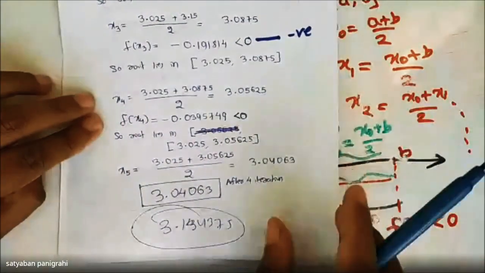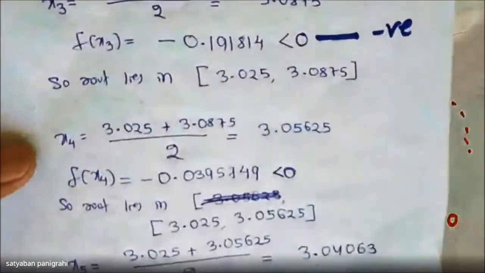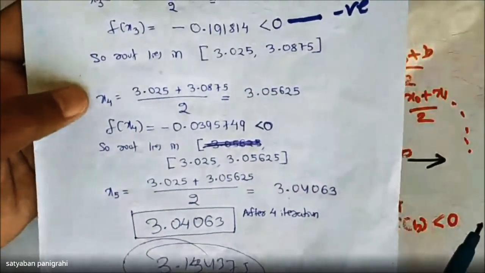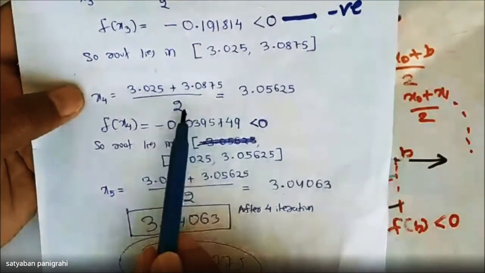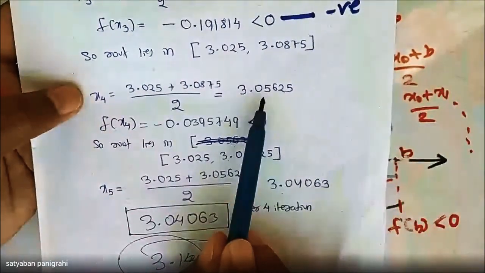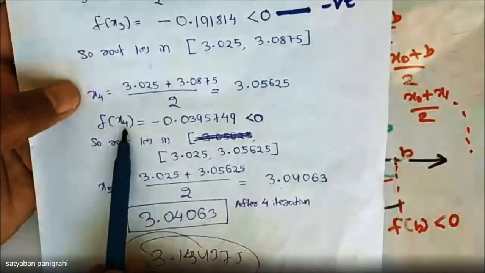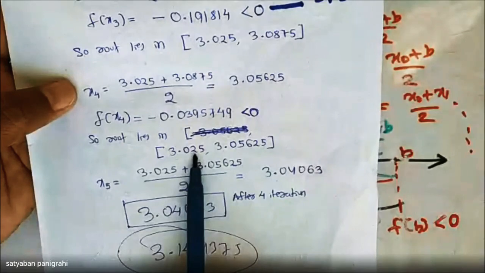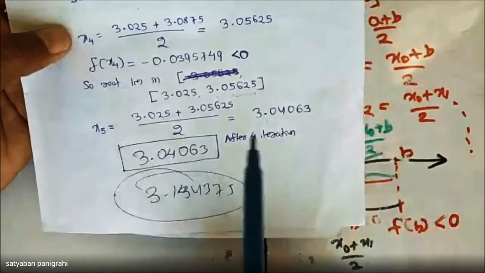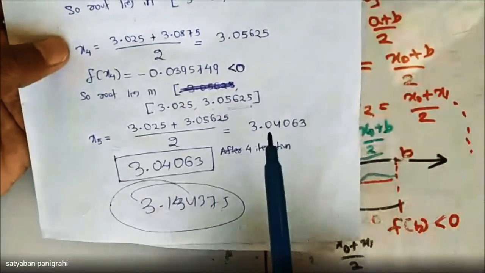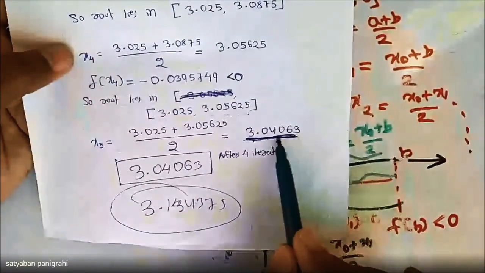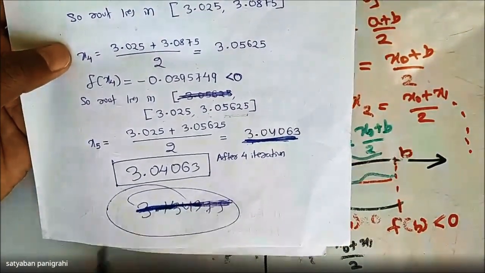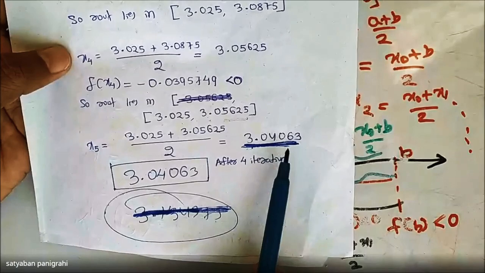In the similar process, compute x4, because the question is asking for 4 iterations. So you go for the x4 value. x4 is equal to 3.025 plus 3.0875 divided by 2. This gives me 3.05625. The function value at x4 is negative. So the root lies between 3.025 and 3.05625. And compute x5 as this much. So the value after 4 iterations is 3.04063, right? Okay.